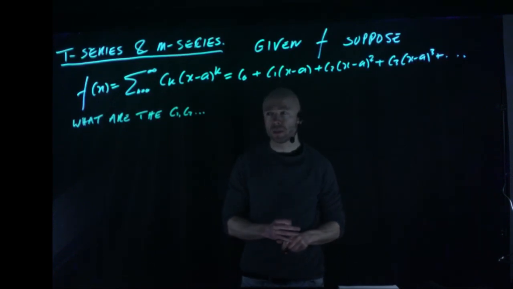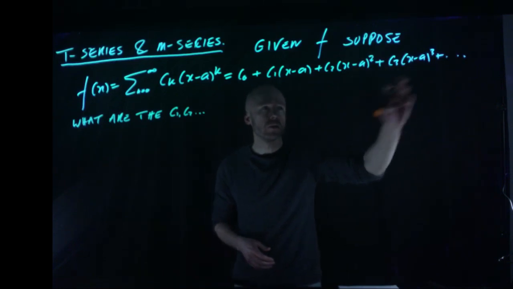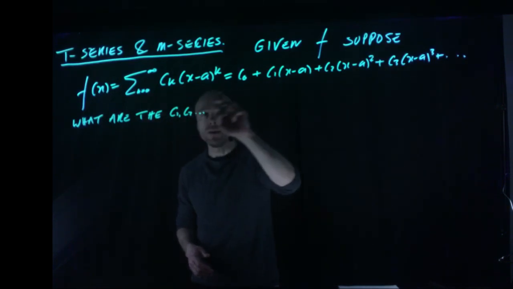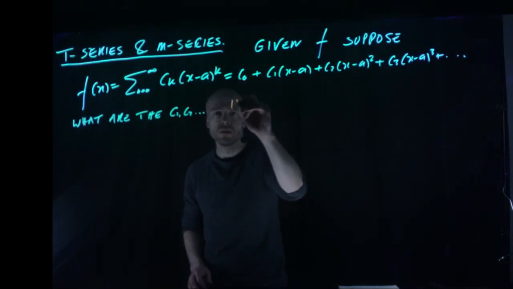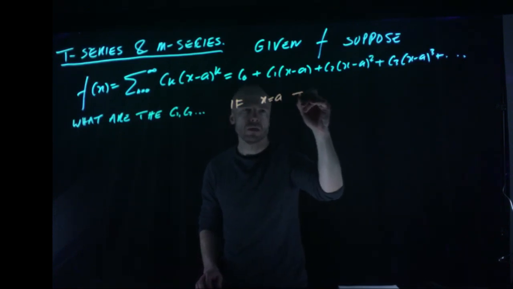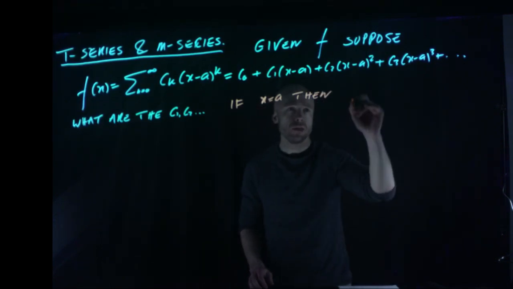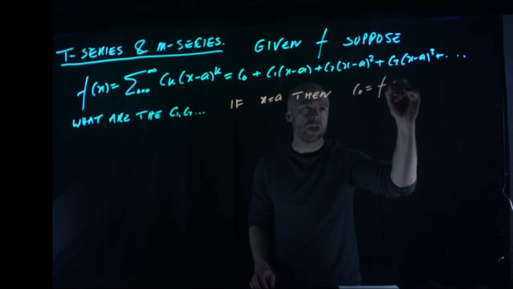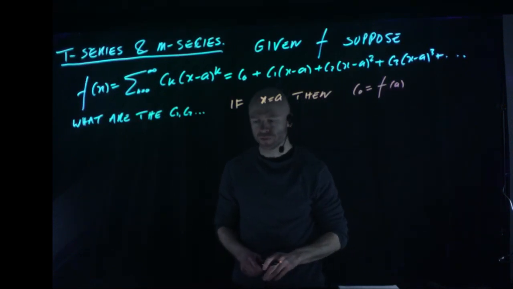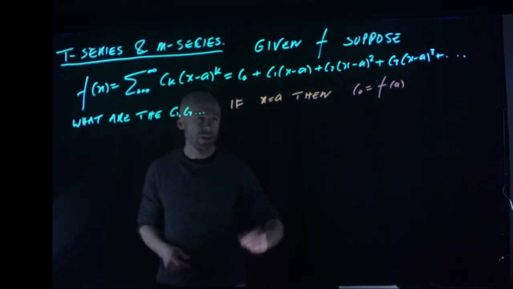So the first observation to make is that if we just stick in x equals a, all of these terms here will just cancel out, and we'll straight away find out what c0 is. So if x is equal to a, then we find that c0 is just f of a. Cool. So that's progress.